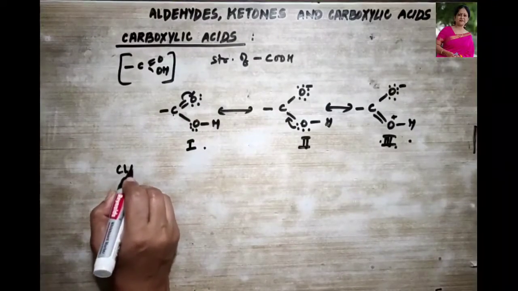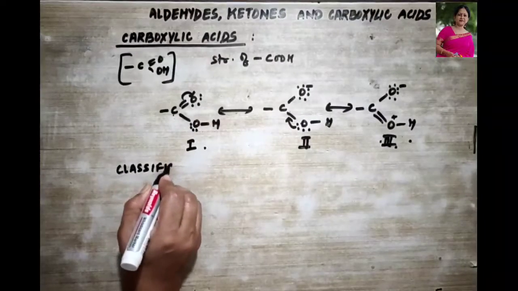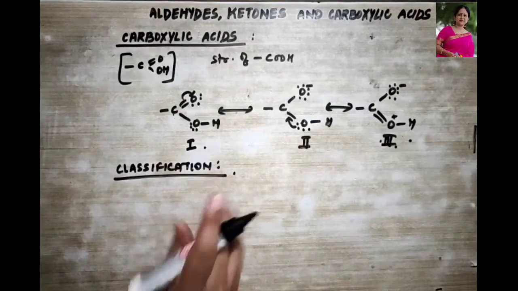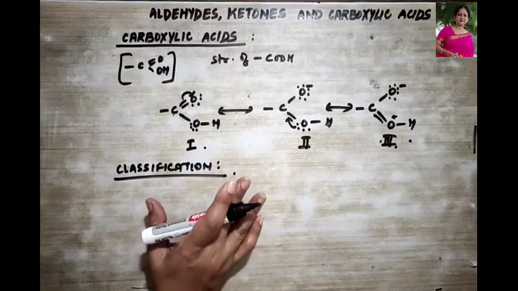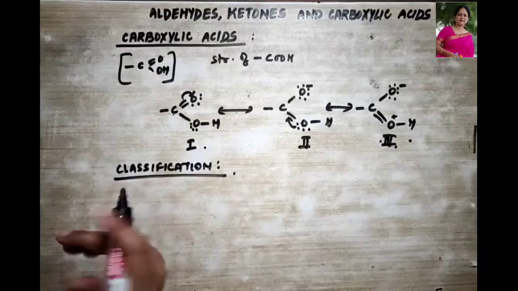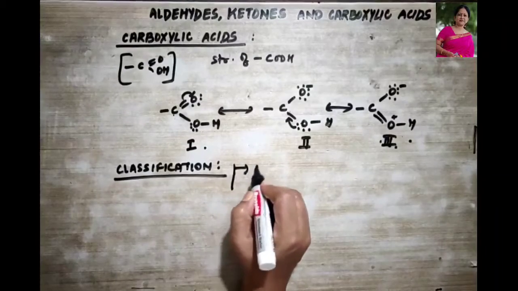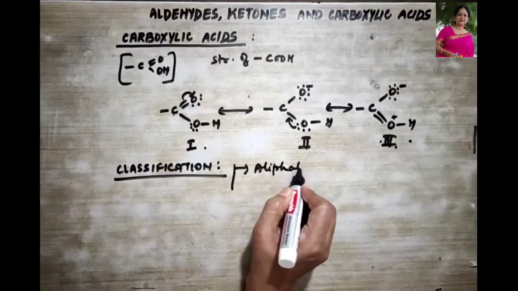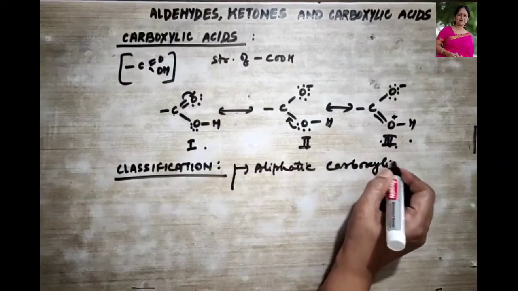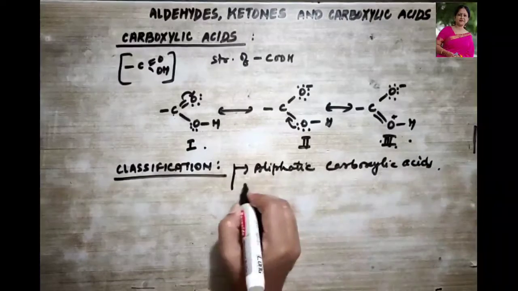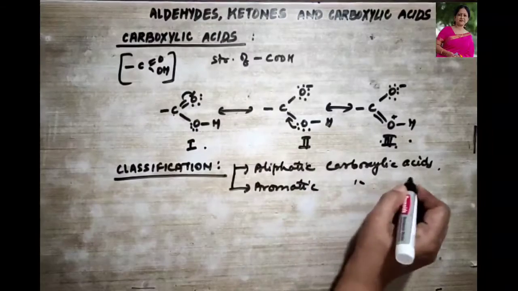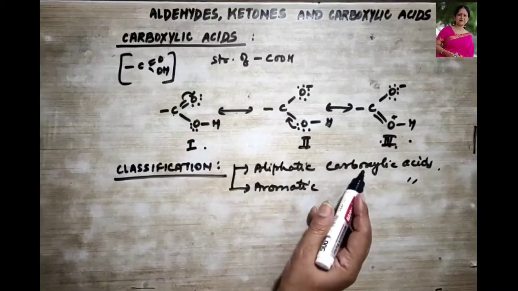Now let us talk about the classification of the carboxylic acids. Classification can be based on the nature of the group attached to the carboxyl group. So they are of two types. They are aliphatic carboxylic acids, and the second one is aromatic carboxylic acids. So what are aliphatic carboxylic acids?